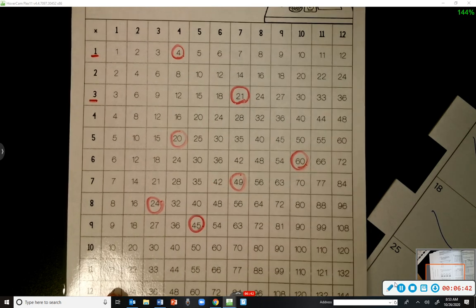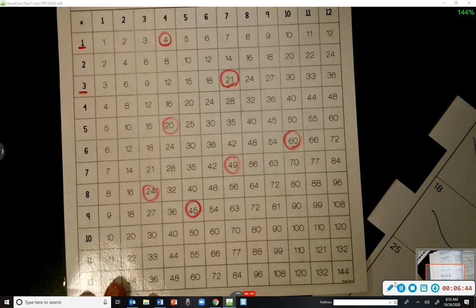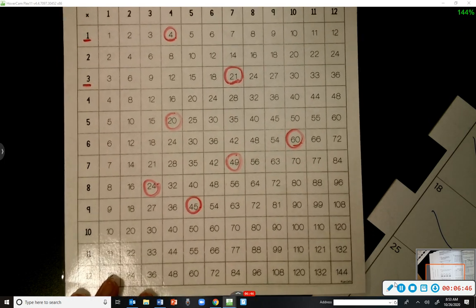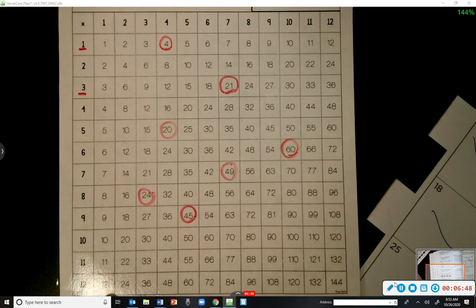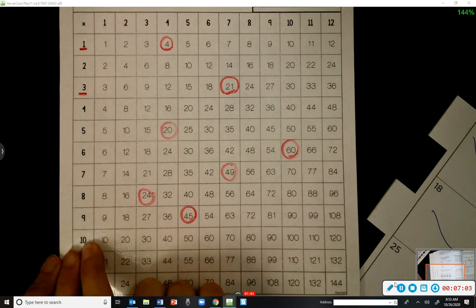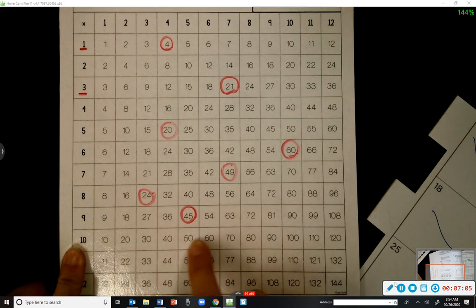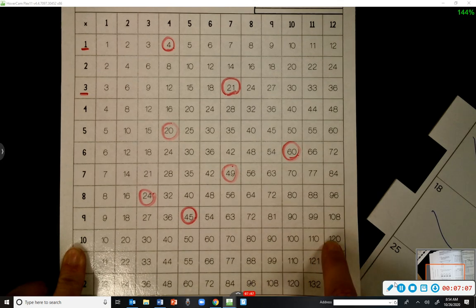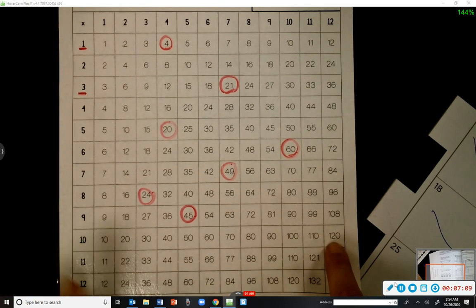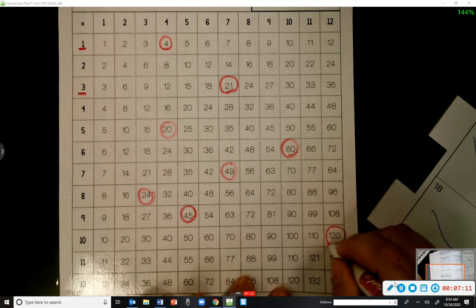Good. Okay, what is 10 times 12? Last one, and then we're going to start looking at some patterns. 10 times 12. What is it, Evangeline? Good. So we start at the 10, right? And I'm going to go over to the very end on my chart, which is 120. Okay.